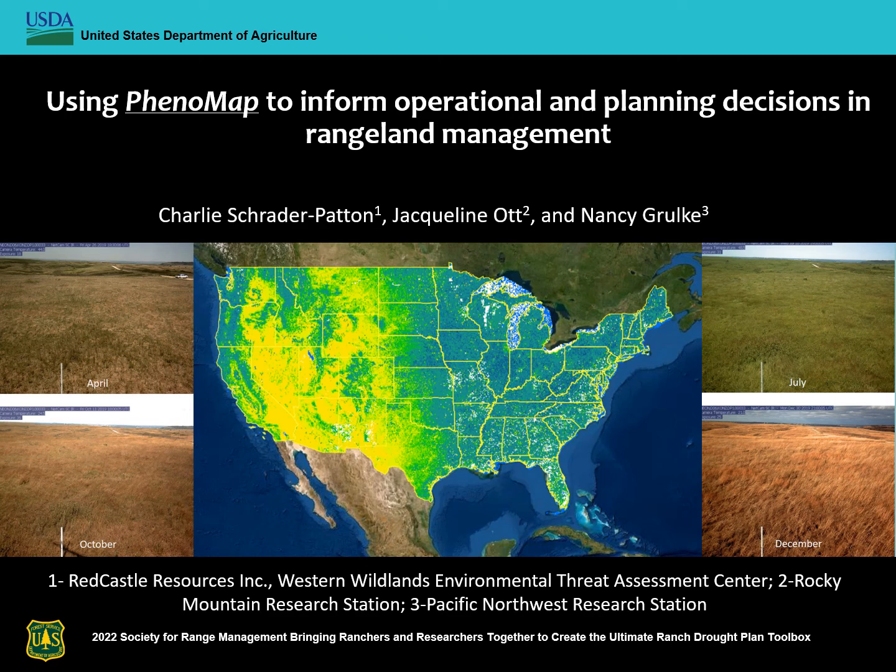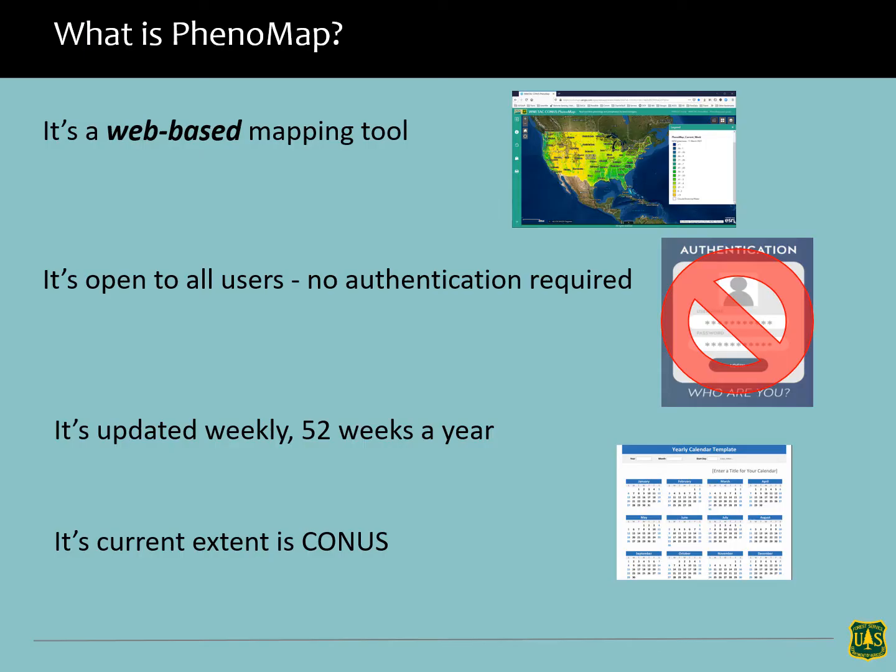Hi, this is Charlie Schrader-Patton, and I'm going to give you a glimpse into PhenoMap, a weekly web application that delivers vegetation greenness across the lower 48 states. In the next few minutes, I'd like to cover how PhenoMap works and also what it is and what it isn't, to help you decide if it's a tool that can help you with rangeland decisions.